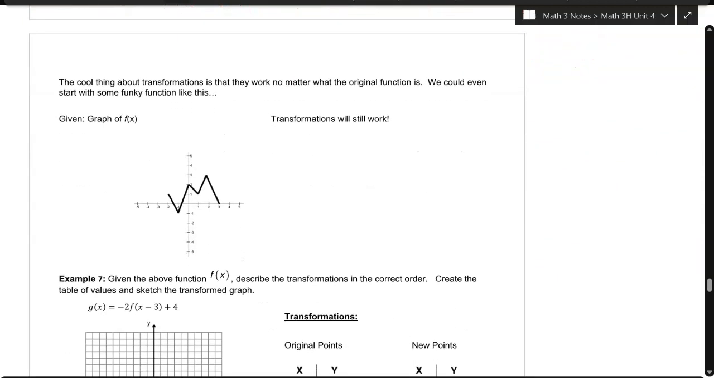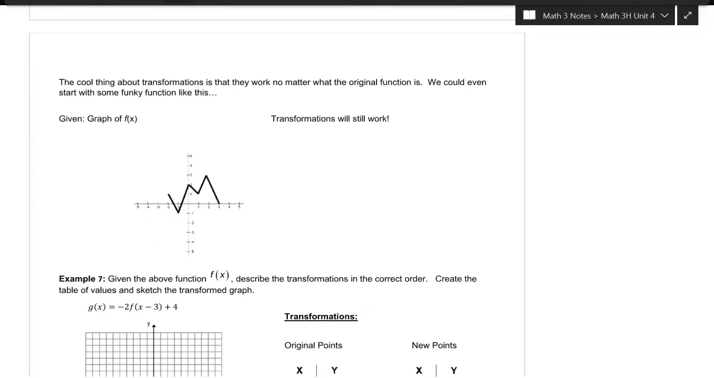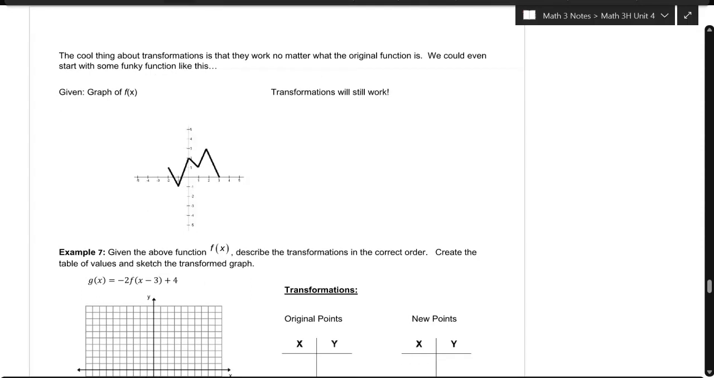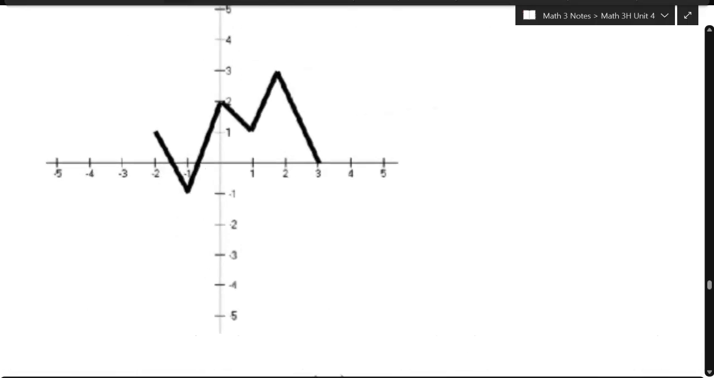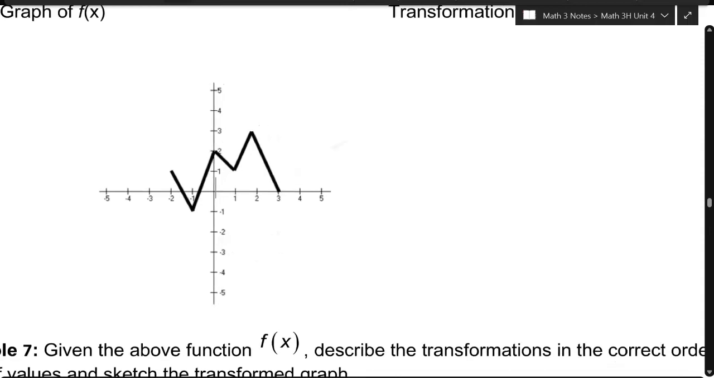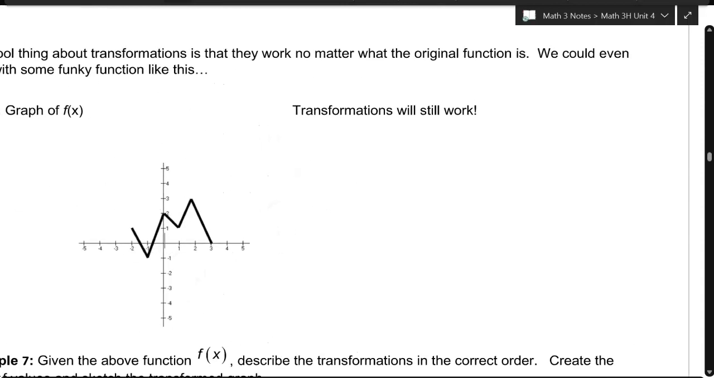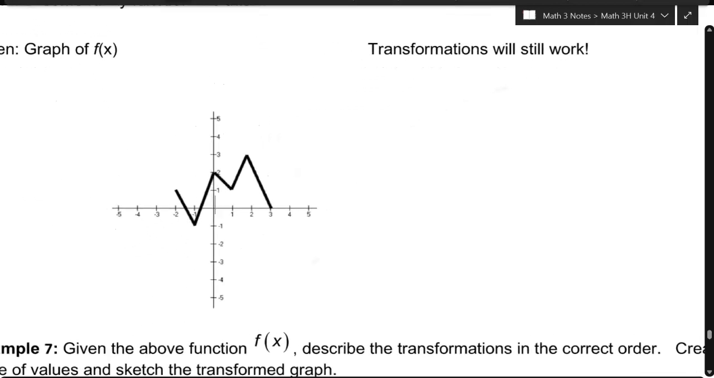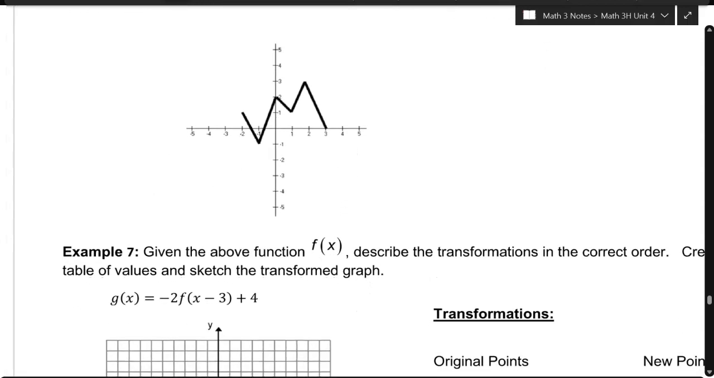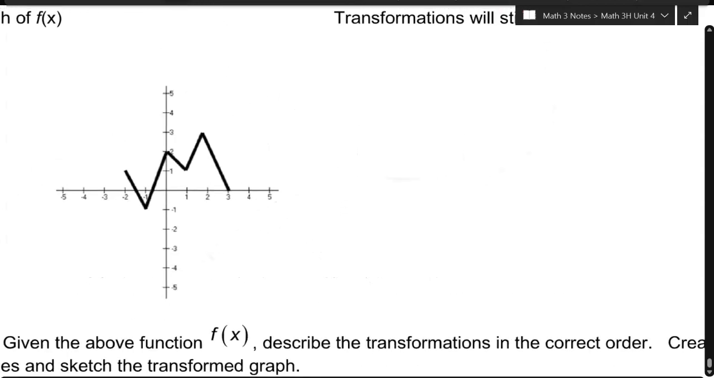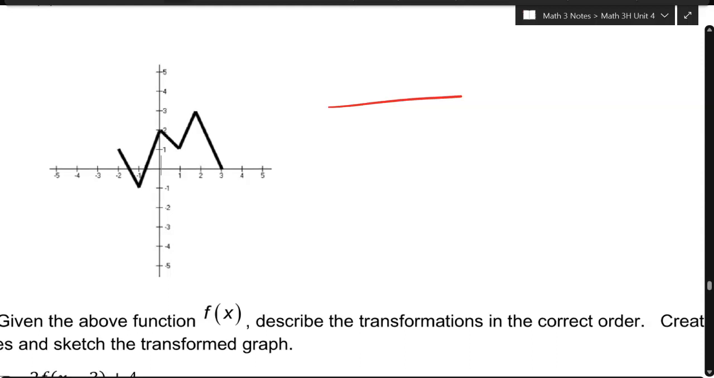The cool thing about transformations is they work no matter what the original function is. We can even start with some funky function like this, where it looks a little weird, looks like it's multiple absolute value graphs put together, but transformations will still work. So let's look at our points here. Let's list those because that will help us with our transformation.